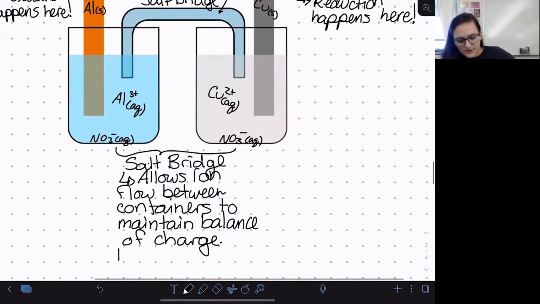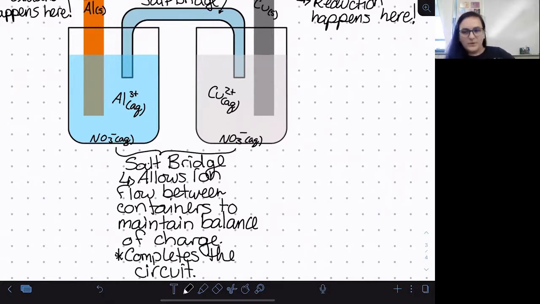So this is what's essentially completing our circuit. We need a complete circular pathway for charges to be able to flow in order for this to actually work. Without a salt bridge, if you put everything else together, absolutely nothing happens.